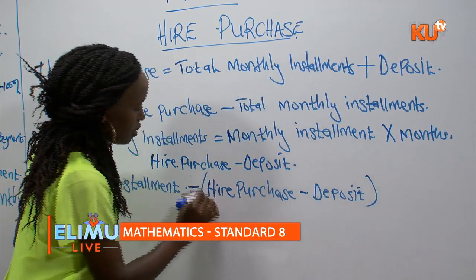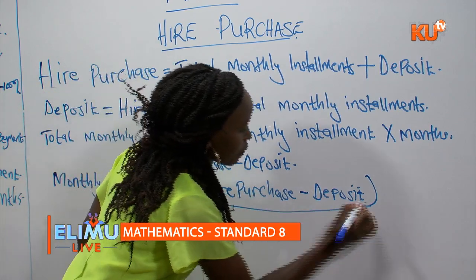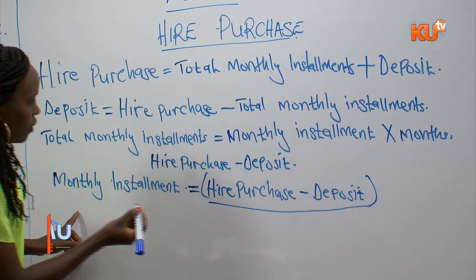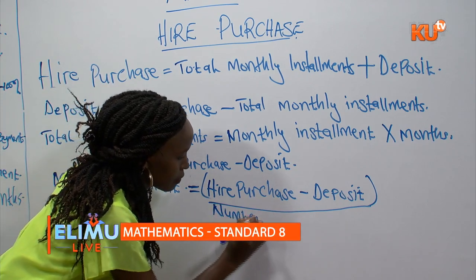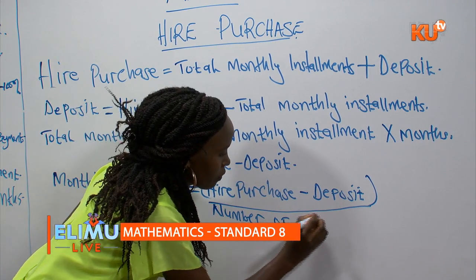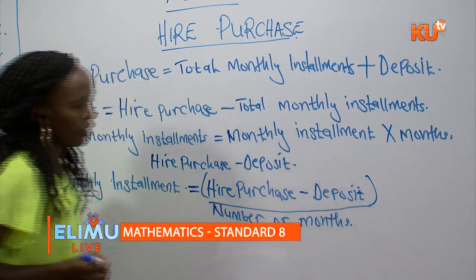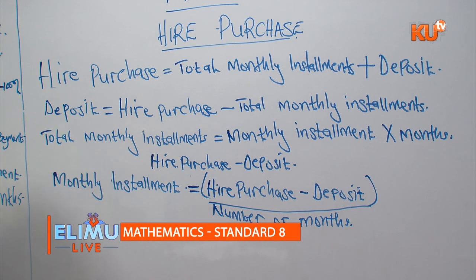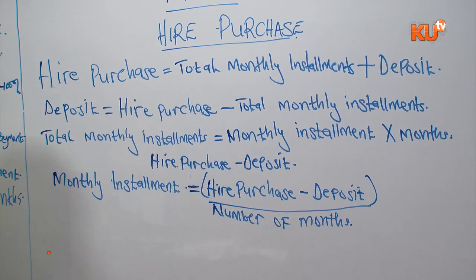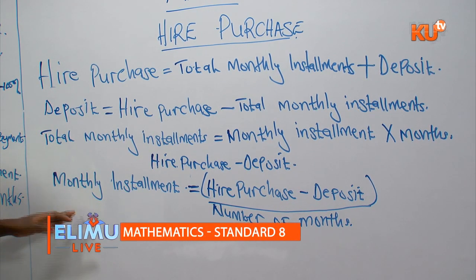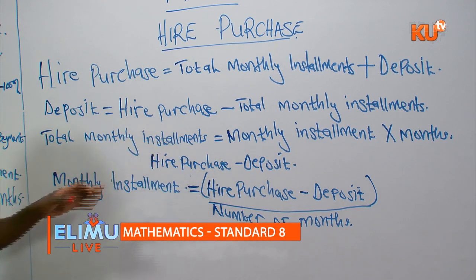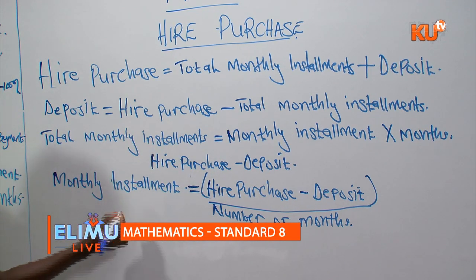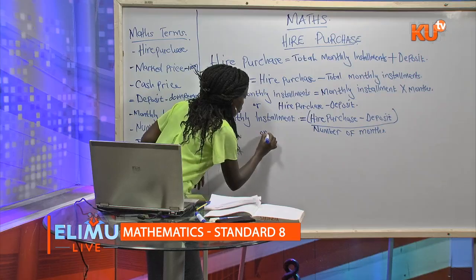The answer you get, you divide by the number of months. With that now you'll have gotten the monthly installment, or the amount that this person paid per month. So this is one way of getting the monthly installment. When you use this statement that we wrote here, to get the monthly installment, you can take them. You can also say, this is another option of doing it.